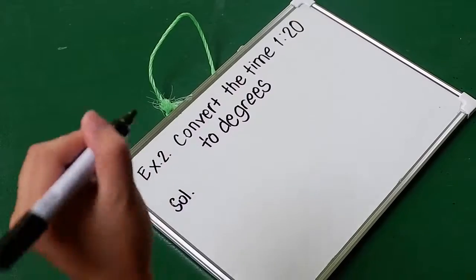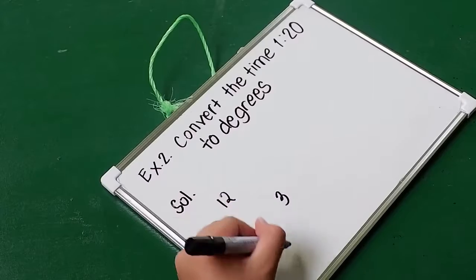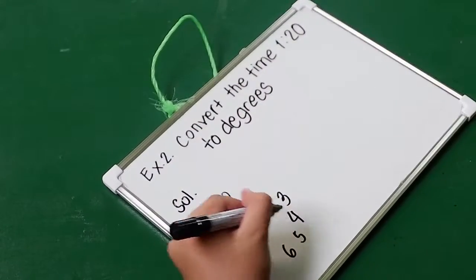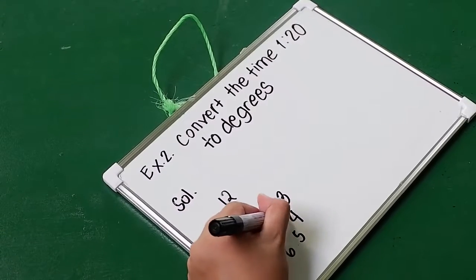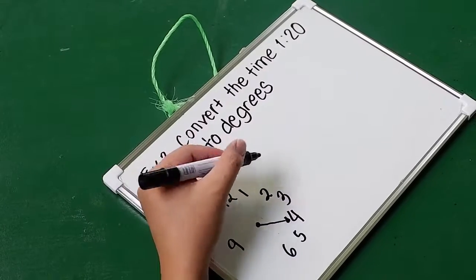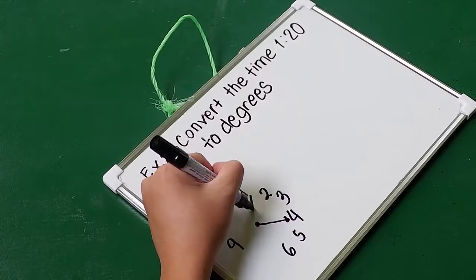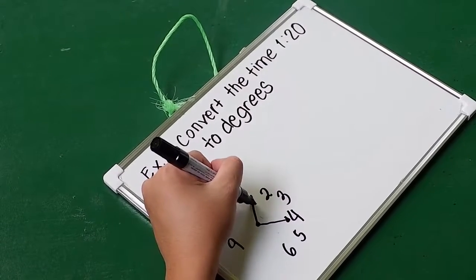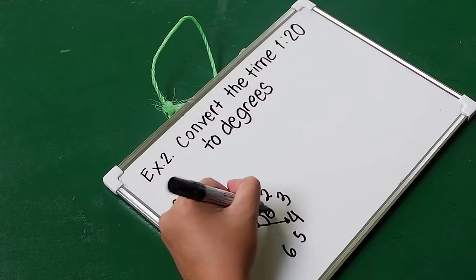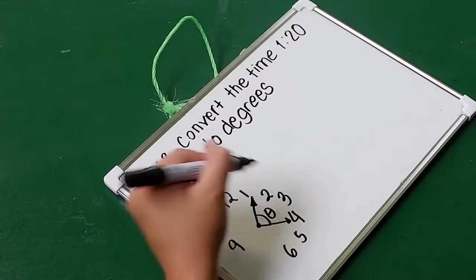First things first, we're going to draw it with time 1:20, with 12, 3, 6, and 9. So 20 minutes, so it's number 4. The minute hand is at 4, and the hour hand is between 1 and 2, not necessarily in the middle, but between 1 and 2. This is the hour. The question says we're going to get the angle between 1 and 4, between this and this.